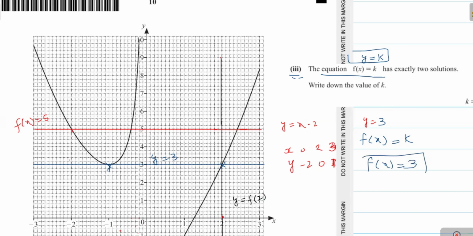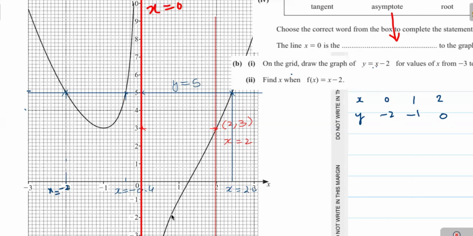To draw the graph y equal to x minus 2, firstly we will take some values of x. First is 0, next we take 1 and 2. Now the value of y: 0 minus 2 is minus 2, 1 minus 2 is minus 1, and 2 minus 2 is 0. Now we will mark the point 0, minus 2.